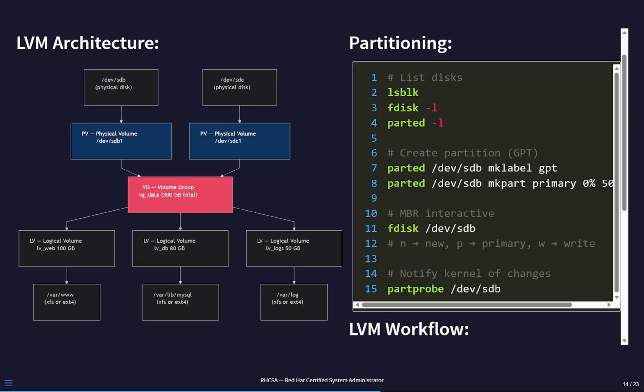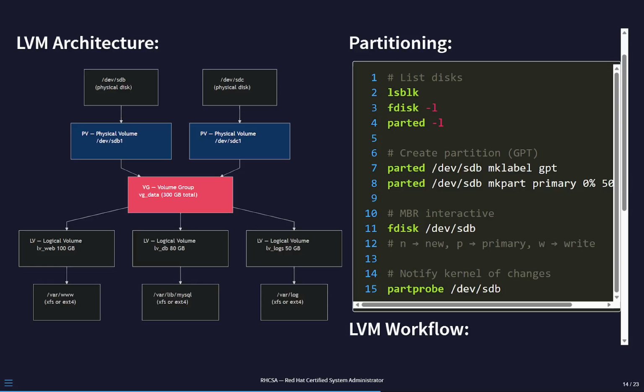From the volume group, you carve out logical volumes of any size you want. And logical volumes get formatted with a file system and mounted. The critical advantage of LVM: you can extend a logical volume while it is mounted and in use. No downtime. Just extend the LV, then grow the file system.